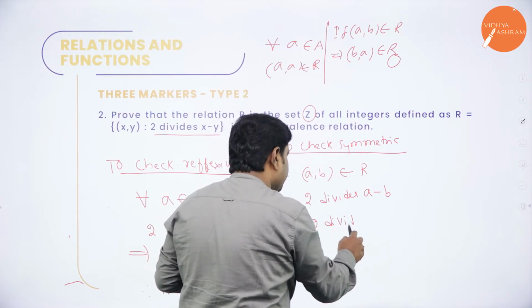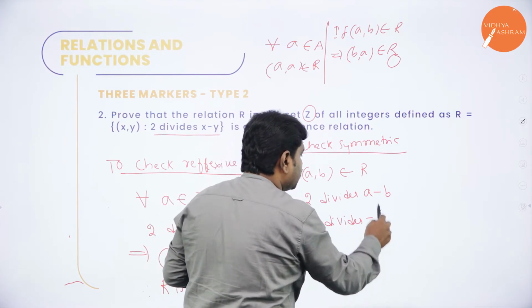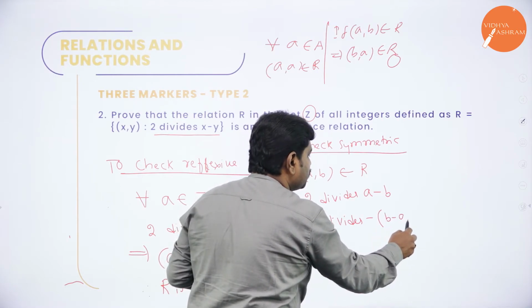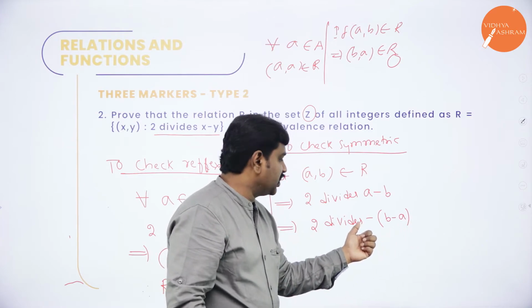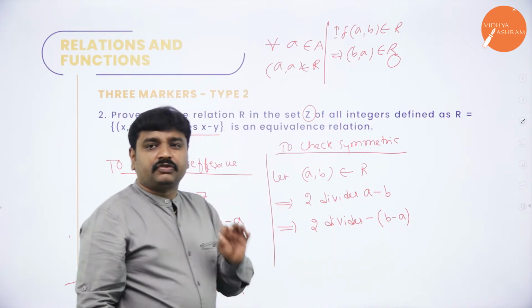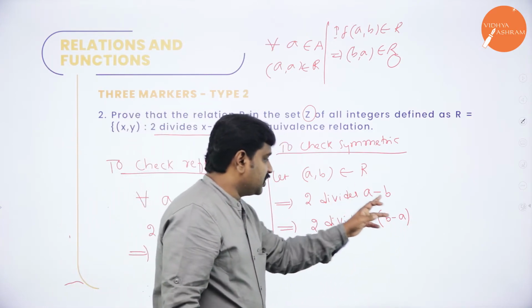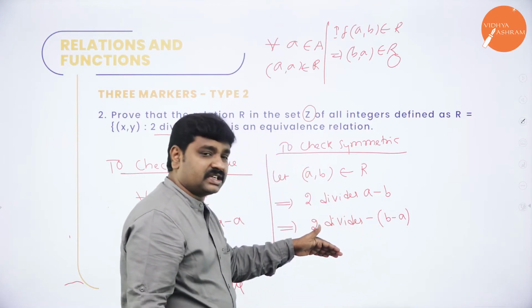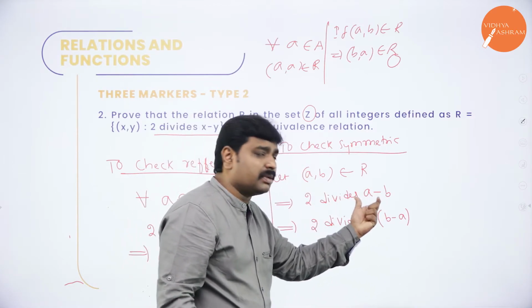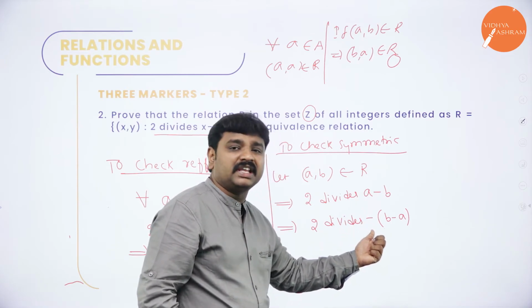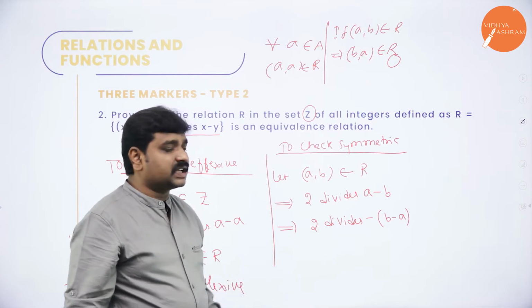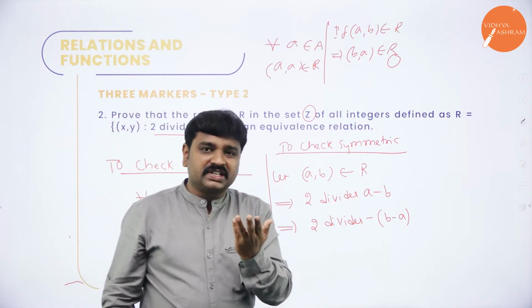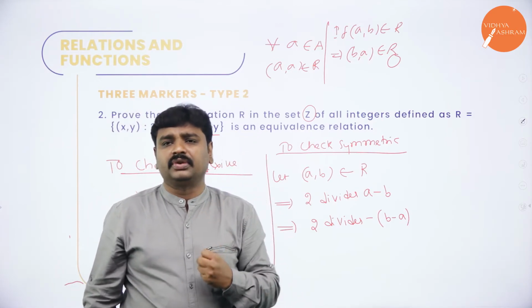That implies, I will go on rearranging. 2 divides, can I take minus common? If I take minus common, A minus B becomes B minus A. All of you know, if I take minus out, it will become B minus A. I am writing the statement as it is, but in A minus B, I am taking minus common, so it will become B minus A. Now, 2 divides a negative number. If 2 divides a negative number, definitely it divides its positive number. Do you agree or not?